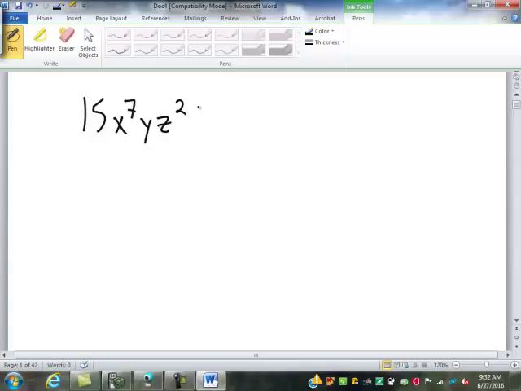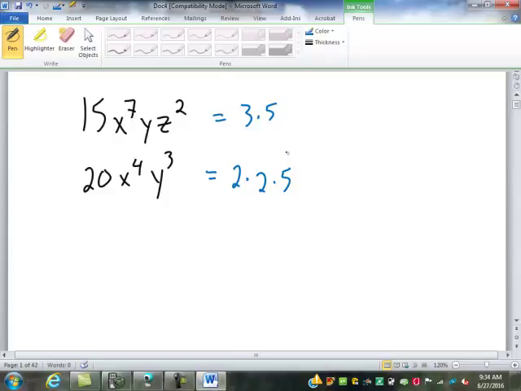So we've got 15x to the 7th, y, z squared. And we'll have 20x to the 5th, y to the 3rd. Find the LCM quick. So for the numbers, we're going to factor. 15 is 3 times 5. What's 20? 2 times 2 times 5. Yeah, 10 gets split down into 2 and 5.